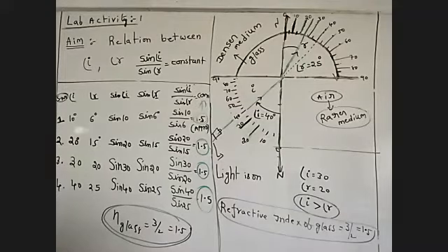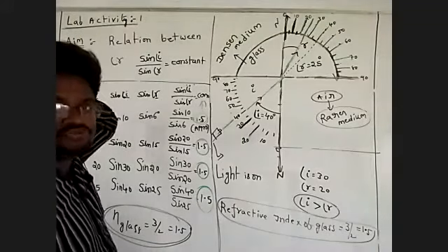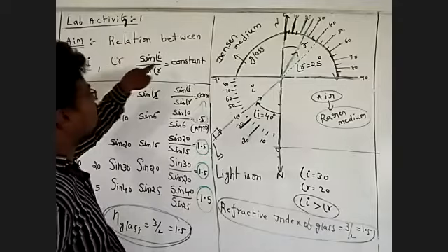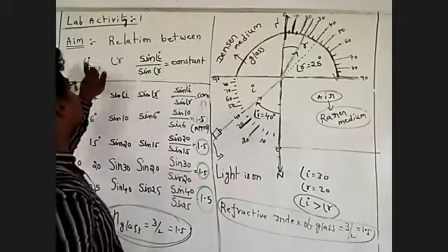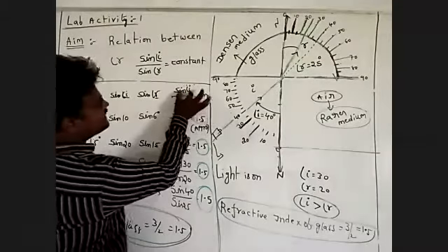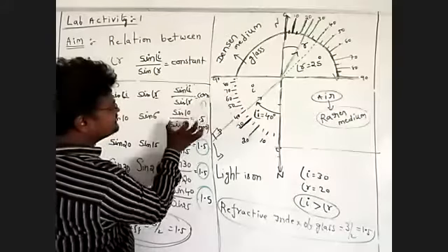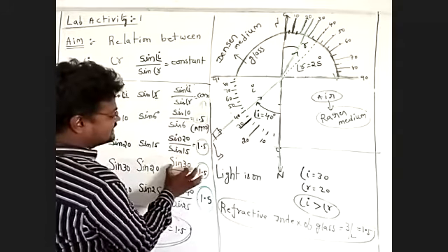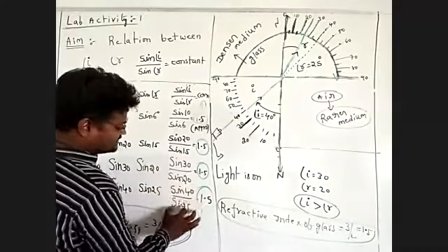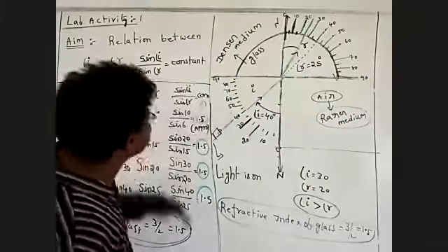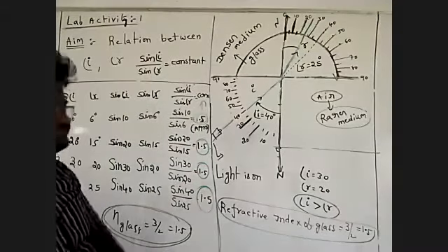Now we will see lab activity 1. What we have to show here is a relation between angle of I and angle of R, that sin I by sin R is equal to constant. Sin 10 degrees by sin 6 is equal to 1.5 approximately. Sin 20 by sin 15 is equal to 1.5. Sin 30 by sin 20 is equal to 1.5. Sin 40 by sin 25 is equal to 1.5. All are constant.